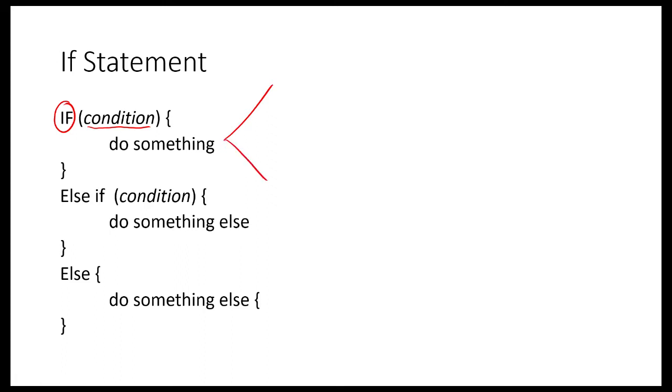So, for example, if the door is open, right? So our condition might be, door is open equals open. Then close the door. So this has to be true. If this is false, the condition won't execute. So we have to structure our statement.